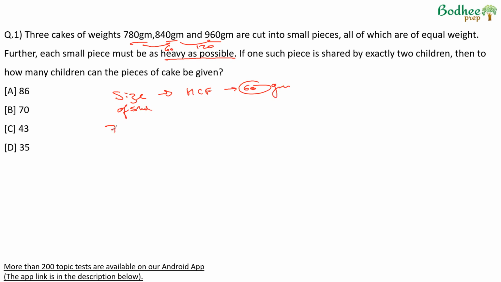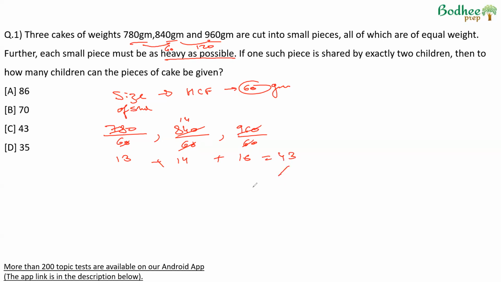And therefore, the number of pieces in which the first cake can be divided is 13. The number of pieces in which the second cake can be divided: its weight is 840, and 14 60-gram pieces are being cut. So 14 pieces. For the third one, 16 pieces. So the total number of pieces that we have is 14 plus 16, 30, plus 13, which is 43.